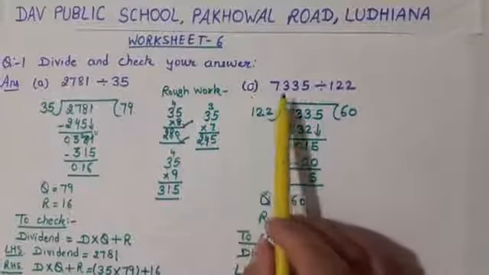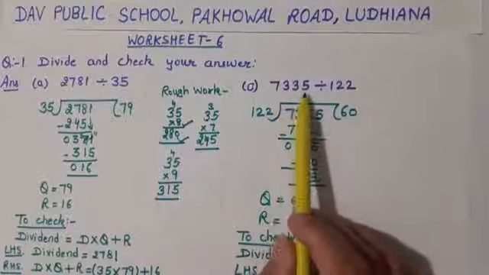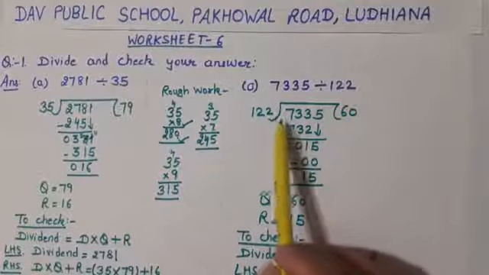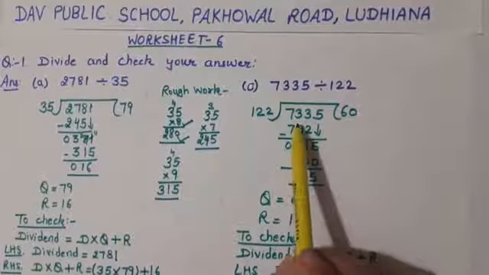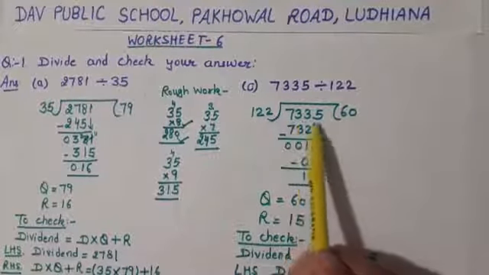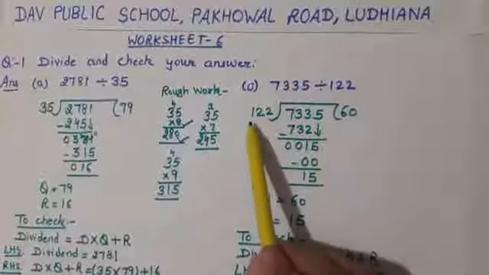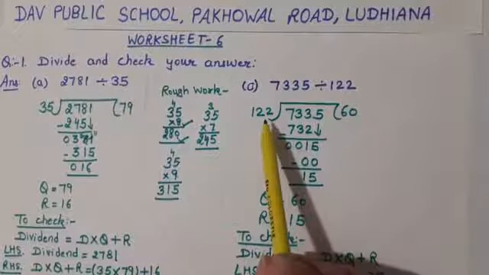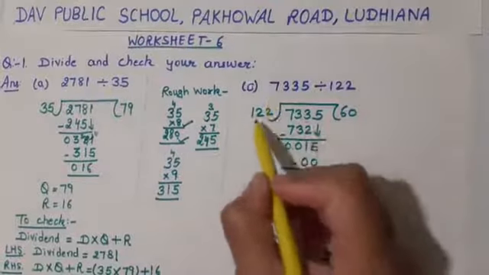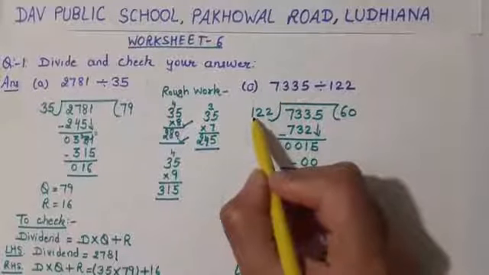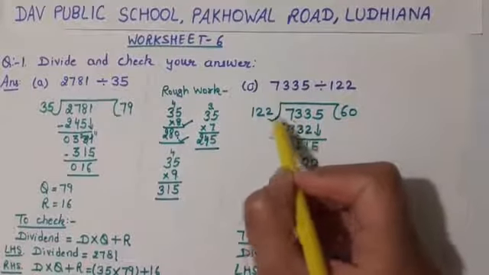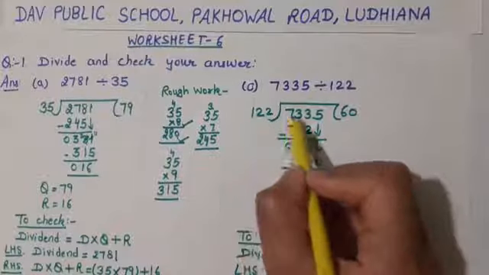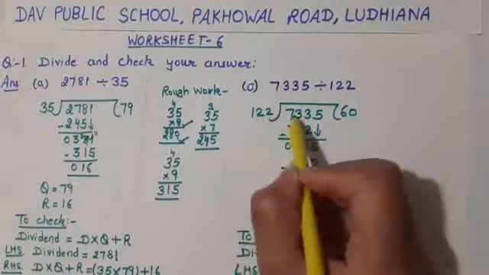Next is C part. 7335 divided by 122. So here the dividend is 7335 and divisor is 122. How do we check on which table it will come? See, here is 1 and here is 7. So we will check on table of 7. 1 7 ja 7, right? It can go. We will check.